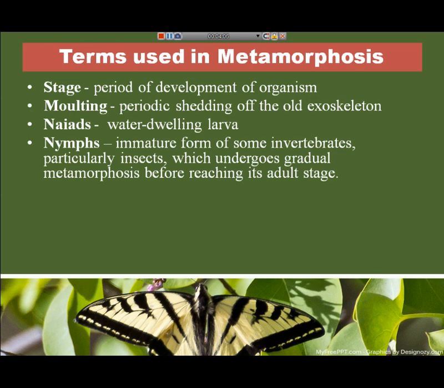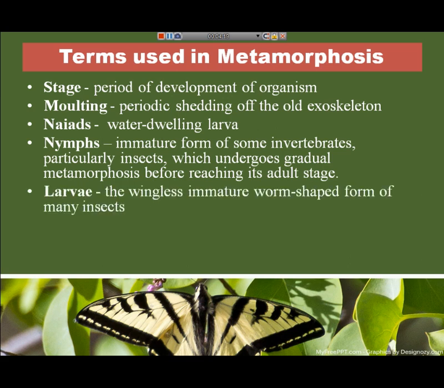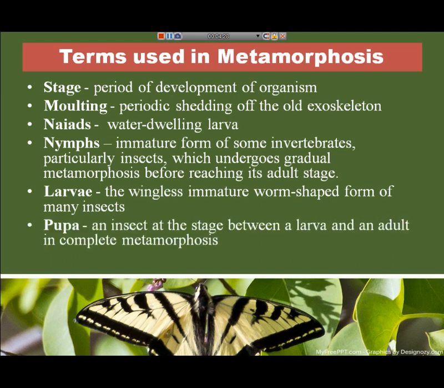Next is the word nymphs. This is the immature form of some invertebrates, particularly insects, which undergo gradual metamorphosis before reaching the adult stage. Another one is the term larvae. These are the wingless, immature, worm-shaped forms of many insects. Next one is the term pupa. In an insect, this is the stage between a larva and an adult in complete metamorphosis.